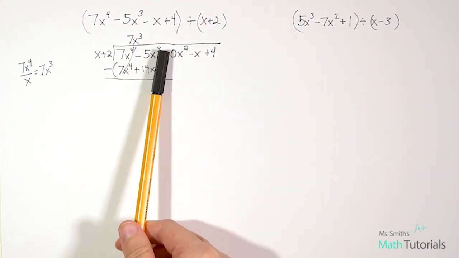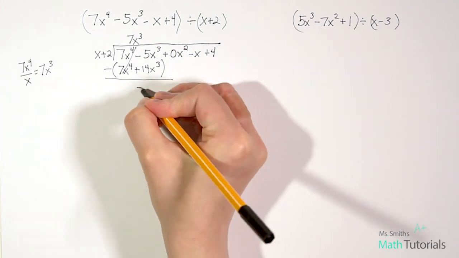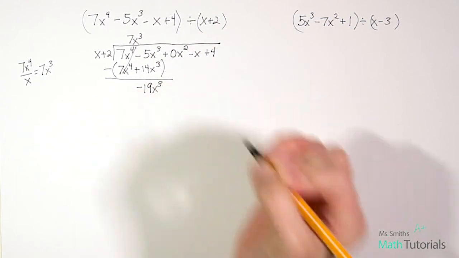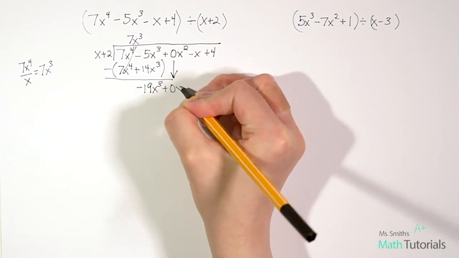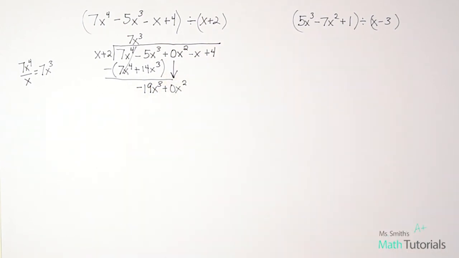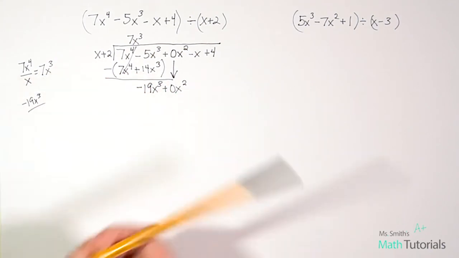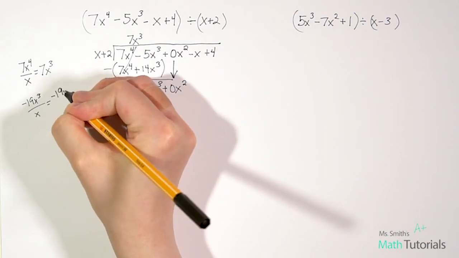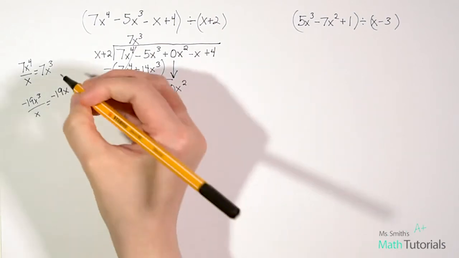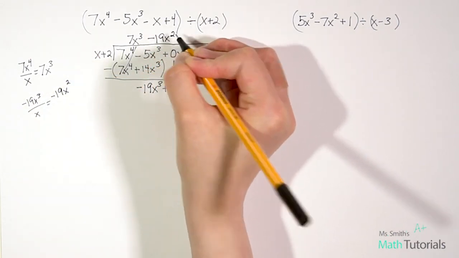Negative 5x cubed minus 14x cubed is going to give us a negative 19x cubed. And then we bring down this plus 0x squared. And now we start the process over. So we do negative 19x cubed divided by x. So we end up with a negative 19x squared. 3 minus 1 is 2. So we write that up here, negative 19x squared.